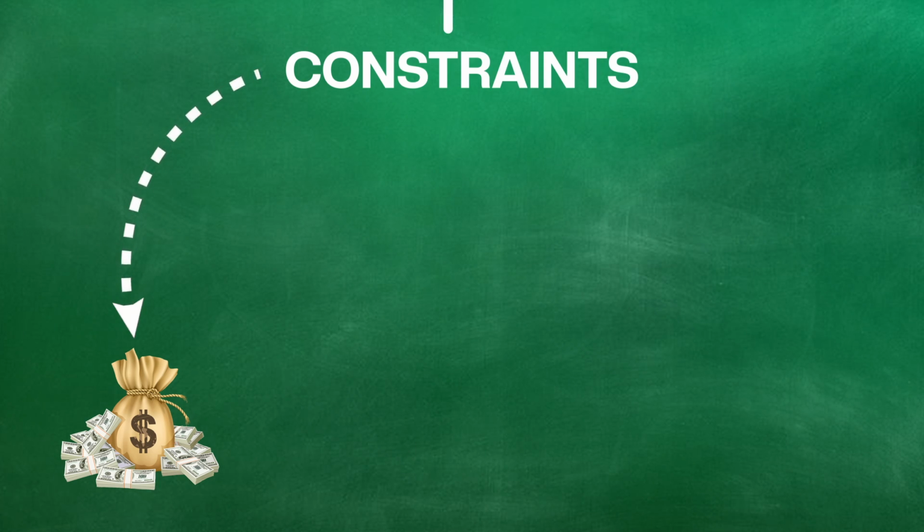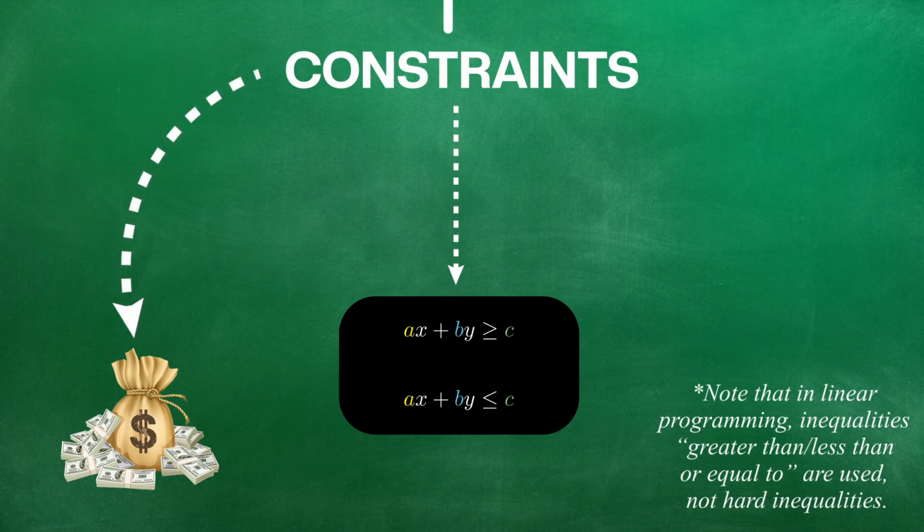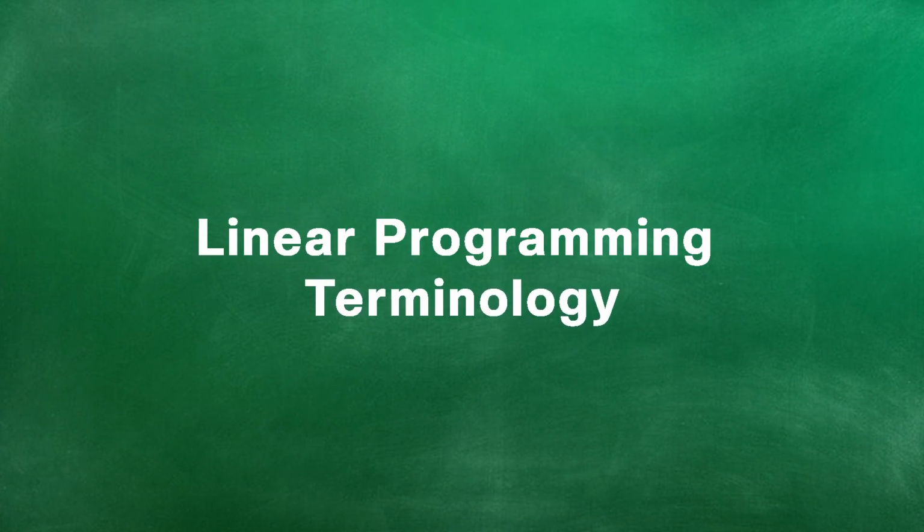In many situations, these constraints can be expressed as linear inequalities of the form ax plus by is greater than or equal to c, or ax plus by is less than or equal to c. Let us explore a practical problem to demonstrate how these constraints can influence the process of optimization. But first, let us establish some vocabulary.